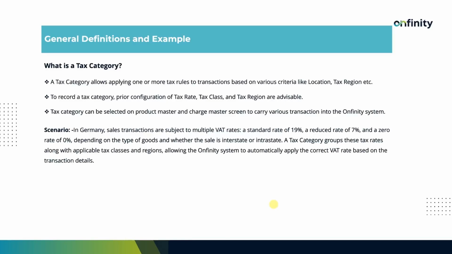In Germany, sales transactions are subject to multiple VAT rates: a standard rate of 19%, a reduced rate of 7%, and a zero rate of 0%, depending on the type of goods and whether the sale is interstate or intrastate. A tax category groups these tax rates along with applicable tax classes and regions, allowing the Onfinity system to automatically apply the correct VAT rate based on the transaction details. Let's move to the system and see how we can configure this scenario.